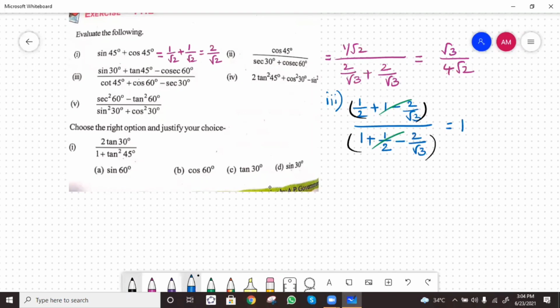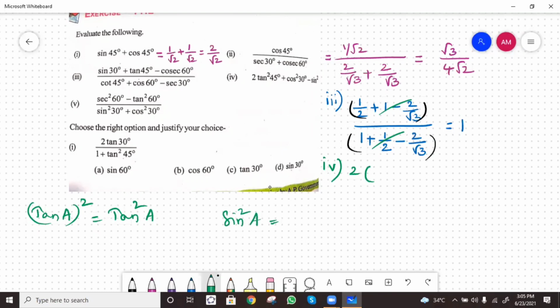Okay, let us move to the next one. Fourth one. 2 into tan square. Observe the notations carefully. If I write tan A whole square, it can also be written as tan square A. Is it clear? What are we doing? Suppose we have sine square A, what does it mean? We have to square sine A.